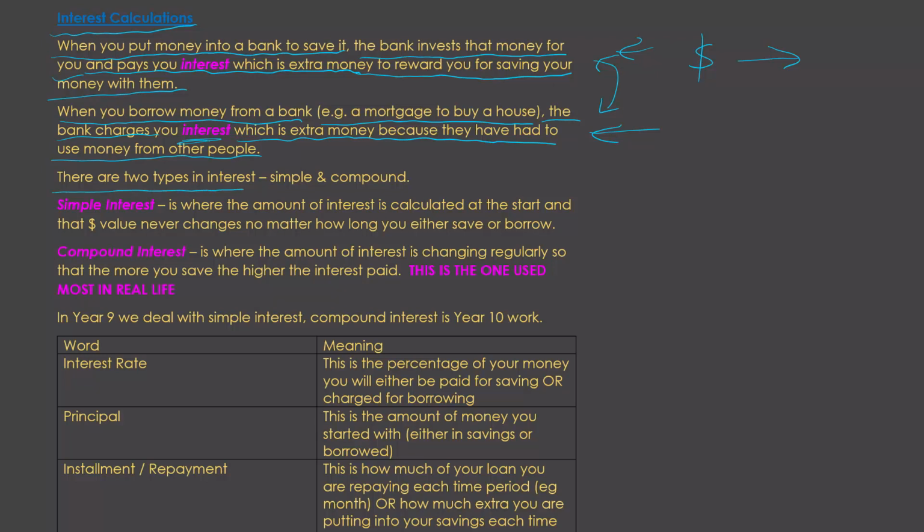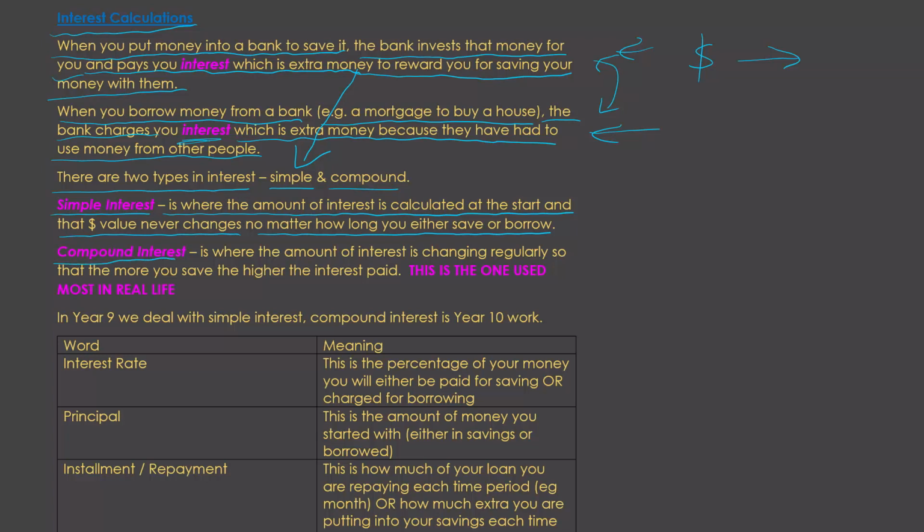There are two types of interest, simple and compound, and in this year we're really only going to look at simple. Simple interest is where the amount of interest is calculated at the start and that dollar value never changes no matter how long you either save or borrow.